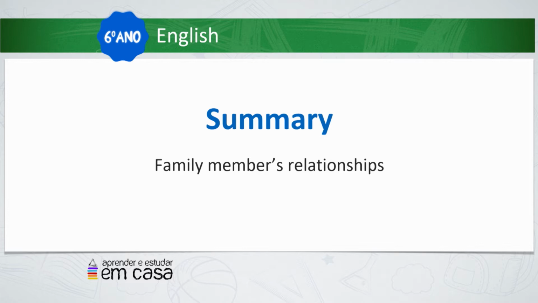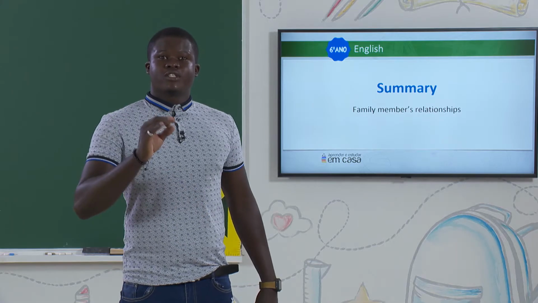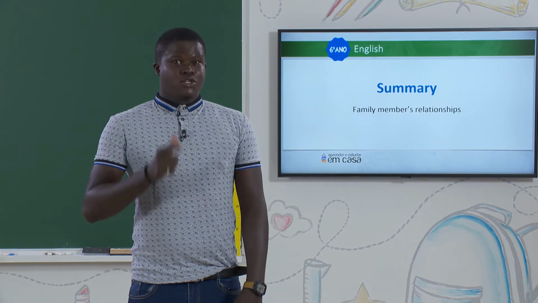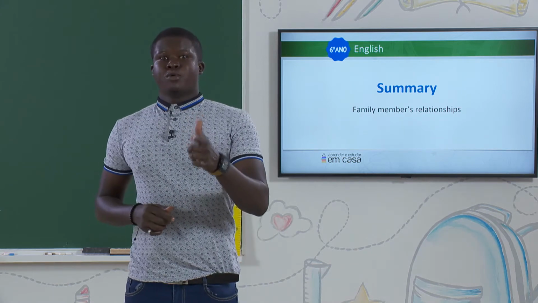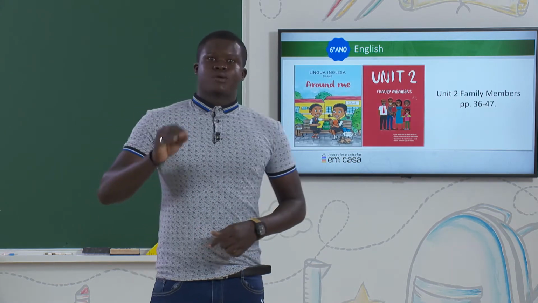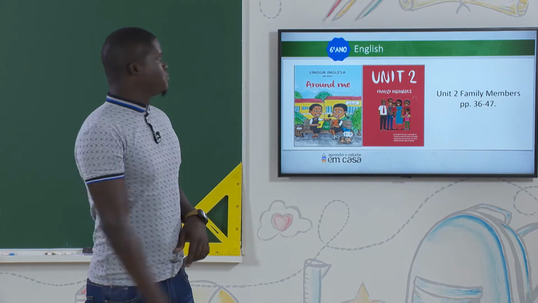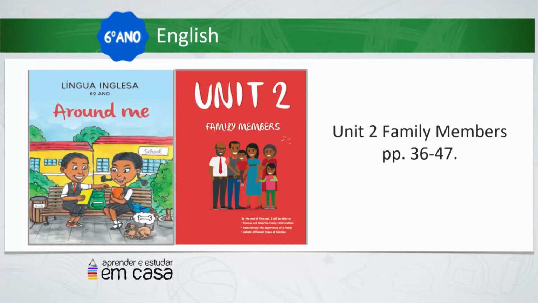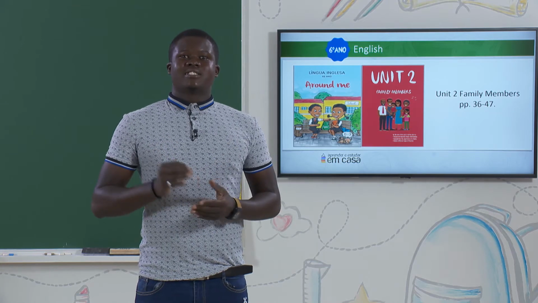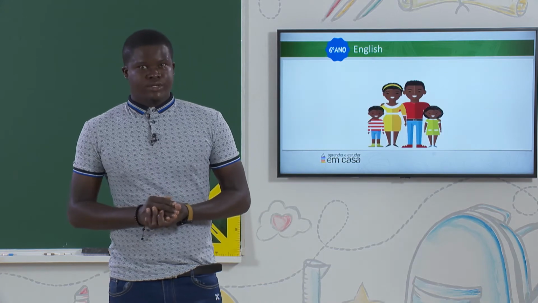Family members relationship. So, are you ready to learn more about family? You know what to do. Go and get your book, your notebook, your pen, and your pencil, and let's go. So, open your book on page 36 to 47, Unit 2, Family Members. To start, let's see some family vocabulary.